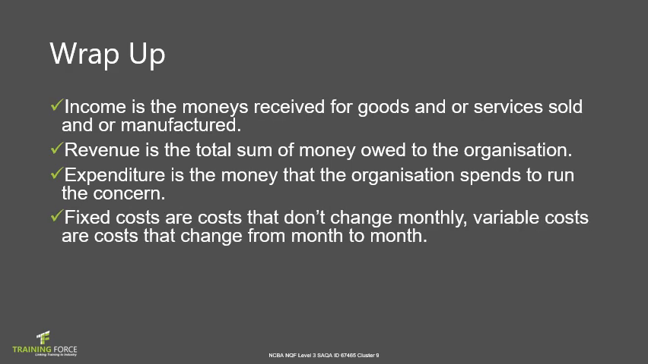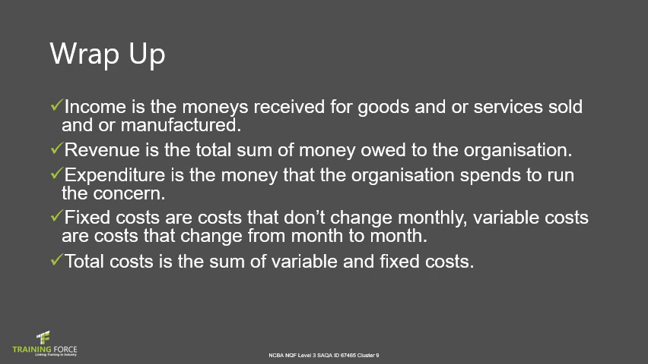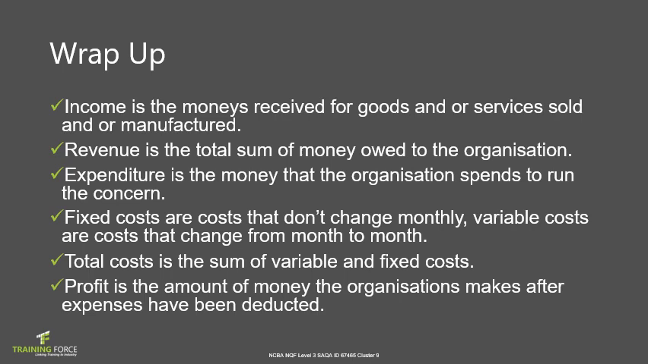Fixed costs are costs that don't change monthly. Variable costs are costs that change from month to month. Total costs is the sum of variable and fixed costs. Profit is the amount of money the organization makes after expenses have been deducted.